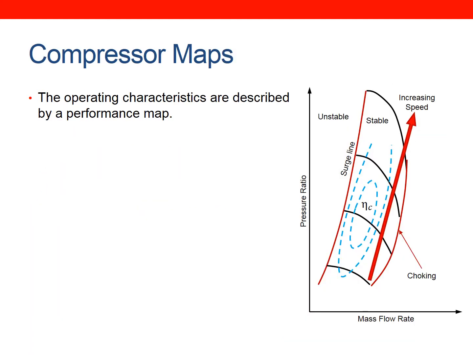Okay, for each compressor, the characteristics of that compressor are described by a performance map, and that's shown on this side. So what we've got plotted here is the pressure ratio. That is the pressure of the air exiting the compressor divided by the air going into the compressor, so the atmospheric pressure. And on the x-axis we have the mass flow rate.